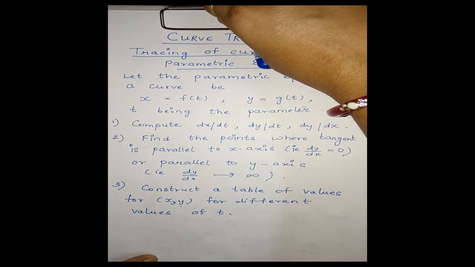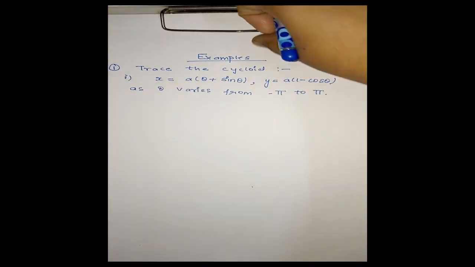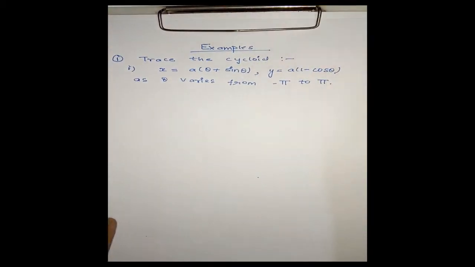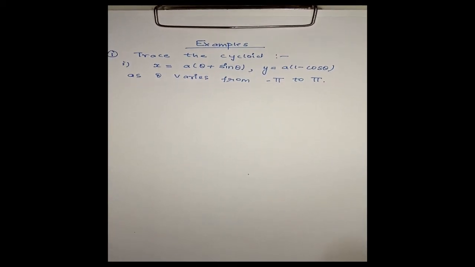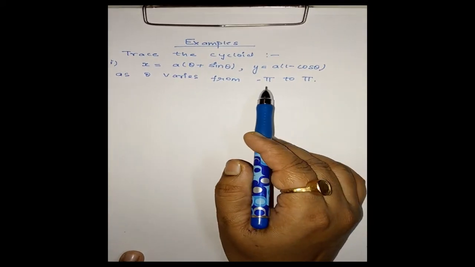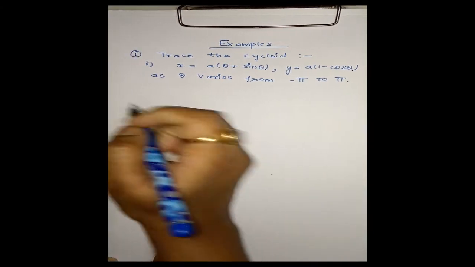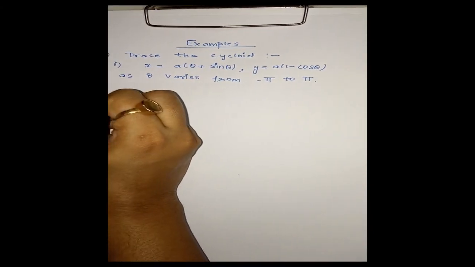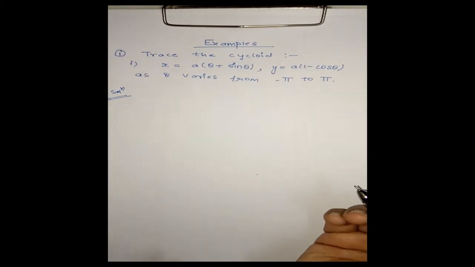Now we consider some examples. First is: trace the cycloid given by x = a(theta + sin theta) and y = a(1 - cos theta), where theta varies from minus pi to pi. This interval is given to us. Now we first have to find dy/dx.